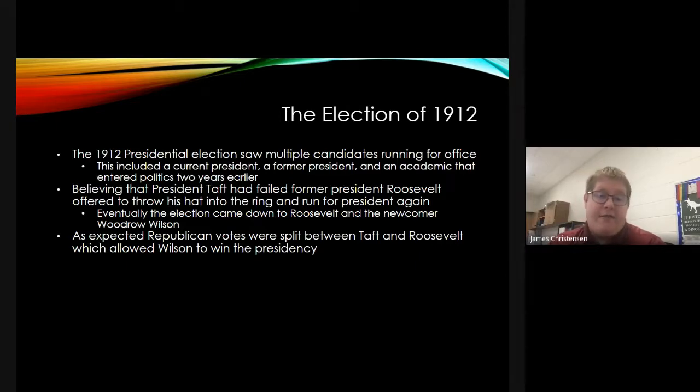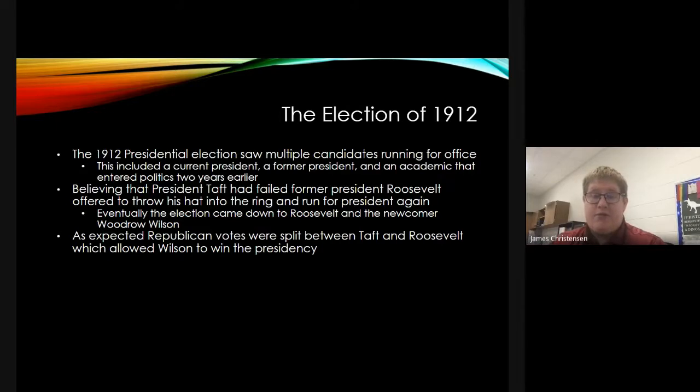Believing that President Taft had failed, former President Roosevelt offered to throw his hat into the ring and run for president again. Now, he had already served 2 terms in office, but it's important to note at this point in U.S. history, there is no term limits on the president yet. Eventually, the election came down to Roosevelt and the newcomer, Woodrow Wilson. As expected, the Republican vote was split between Taft and Roosevelt, which allowed Wilson to win the presidency.